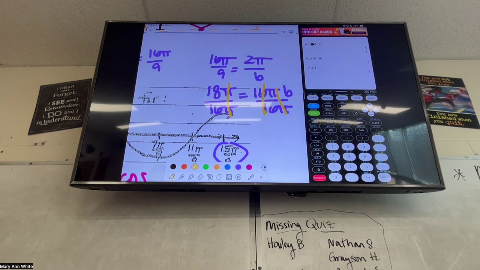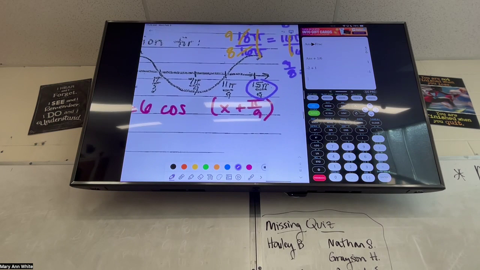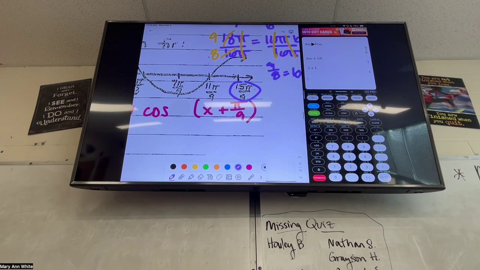18 and 16 have what in common? 2. So I get 9 over 8. I know that that's ugly, but that's right. If that's what it says, 9 over 8 equals b, then what goes in front of the parentheses? 9 over 8. Very good. 9/8.